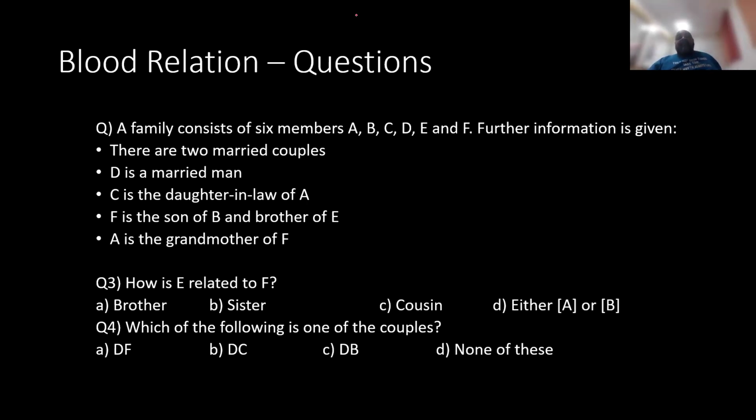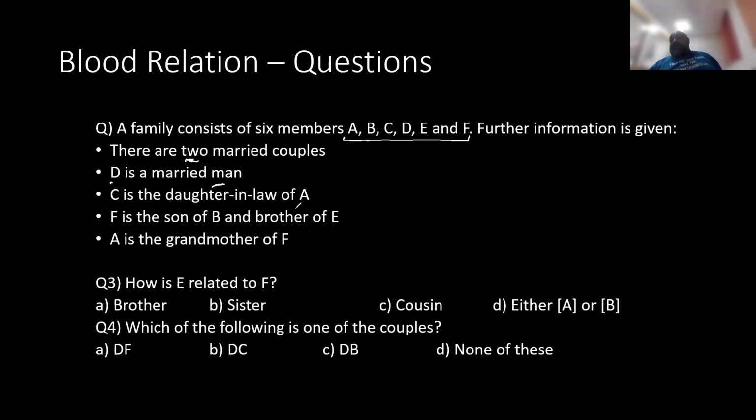Again, just draw the family tree. A family consists of 6 members, A, B, C, D, E, F. Further information is known. There are 2 married couples. D is a married man. C is the daughter-in-law of A.